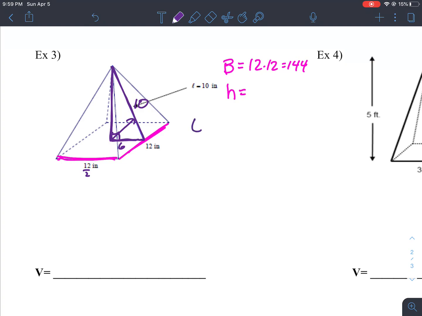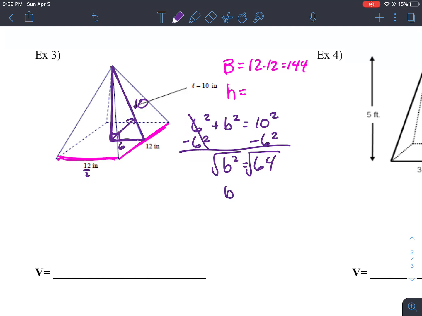I'm going to do my Pythagorean theorem. 6 squared plus b squared is 10 squared. 10 squared is 100, minus 6 squared is 36. 100 minus 36 is 64. So we take the square root, and this missing side is 8. That missing side is the height of the pyramid.